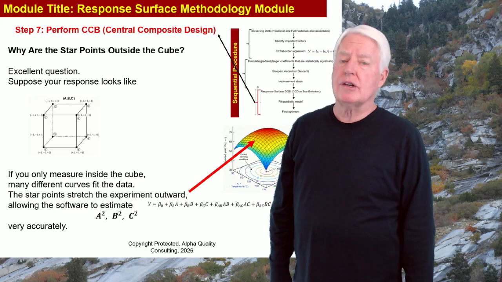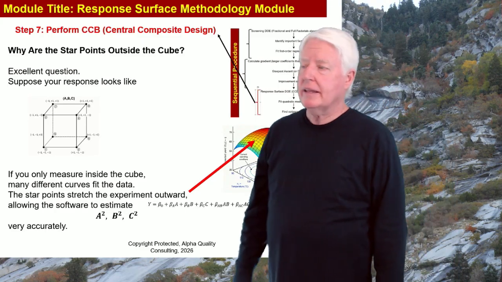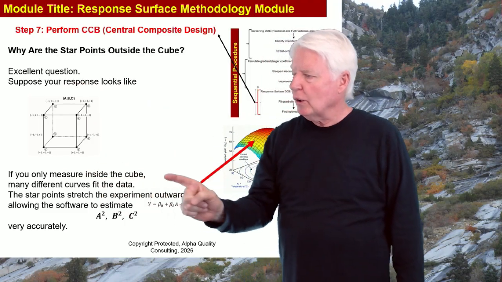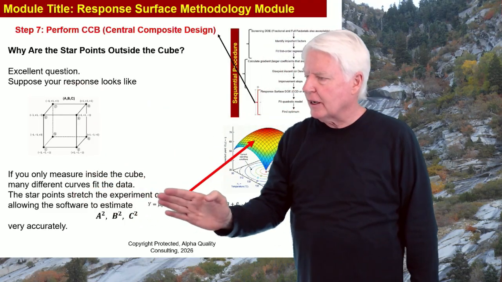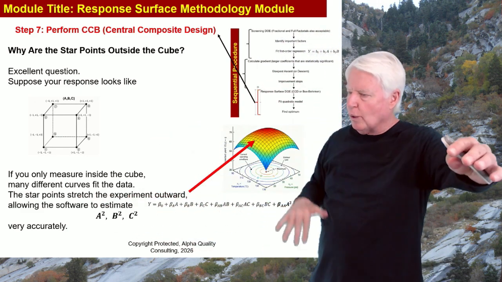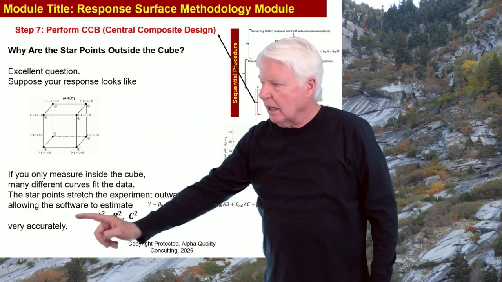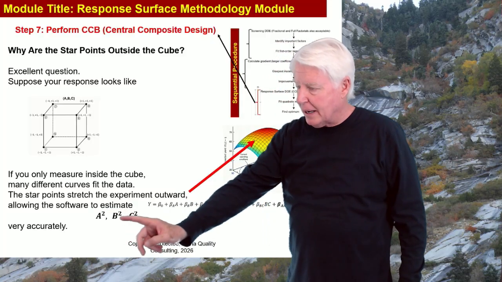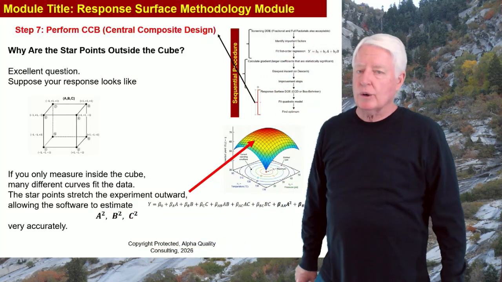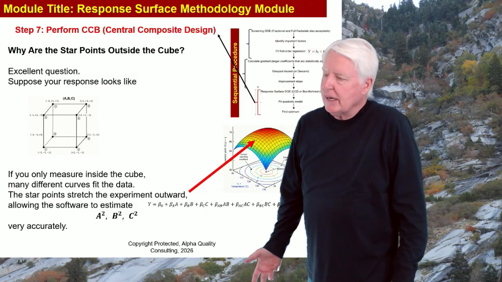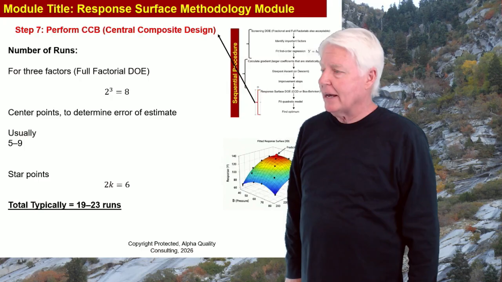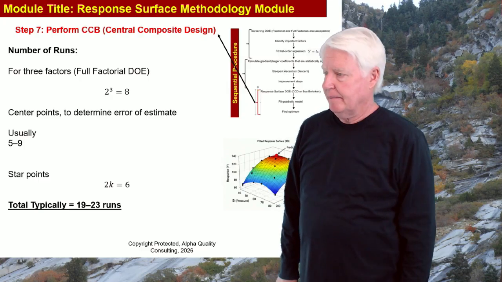Why are the star points outside the cube? Excellent question. Suppose your response looks like this. If you only measure inside the cube, many different curves fit the data. The star points stretch the experiment outward, outside your knowledge envelope, allowing the software to estimate a squared, b squared, and c squared very accurately. It works very well. And in most cases, you'd say, that isn't that many variables to do this. It's not that bad. It's very efficient with data.